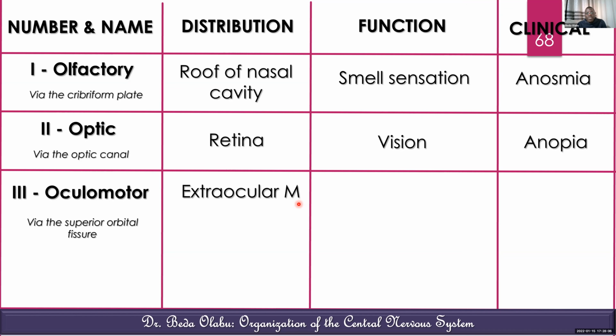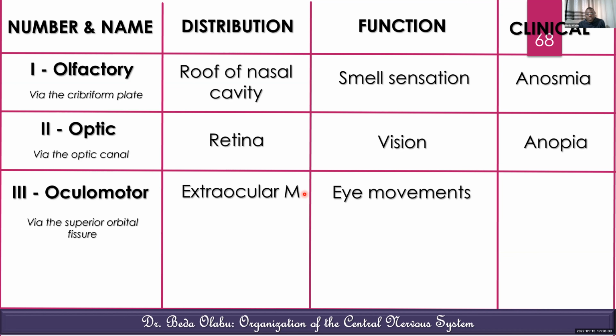Examples of such muscles include superior rectus, medial rectus, inferior rectus, inferior oblique, and lastly, what we call the levator palpebrae superioris. Those are the extraocular muscles supplied by the oculomotor nerve. The role of those muscles is to cause the eye to move, so therefore eyeball movement.